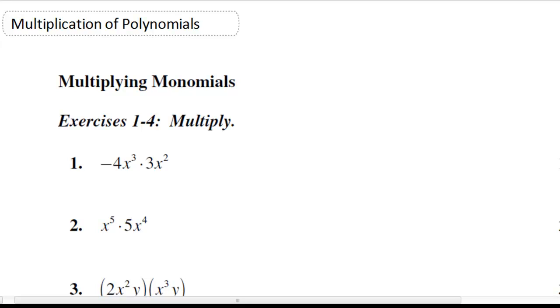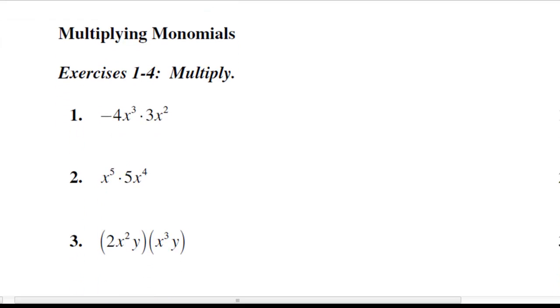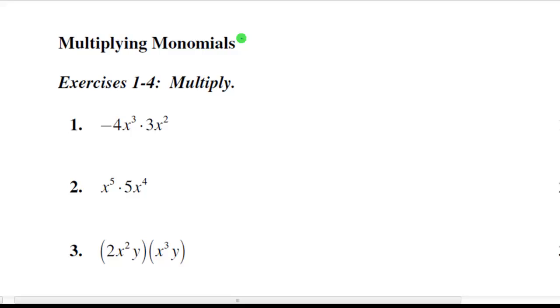Let's talk now about how to multiply polynomials. And we're going to start with multiplying monomials, which, as you may or may not know, means single term. So we're going to have single term polynomials. And for this multiplication, we're going to use our rules of exponents. If you recall the rules of exponents, when you multiply powers of the same base, you're going to keep the base and then you will add the exponents together. So we're going to use that product rule of exponents to multiply these monomials.